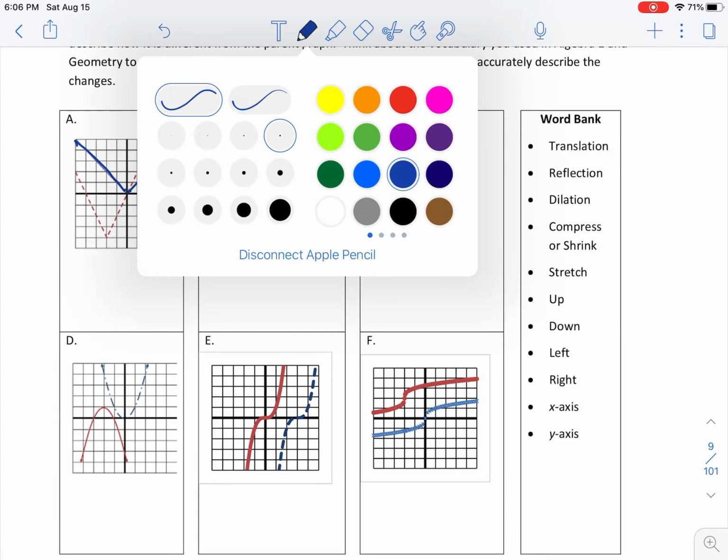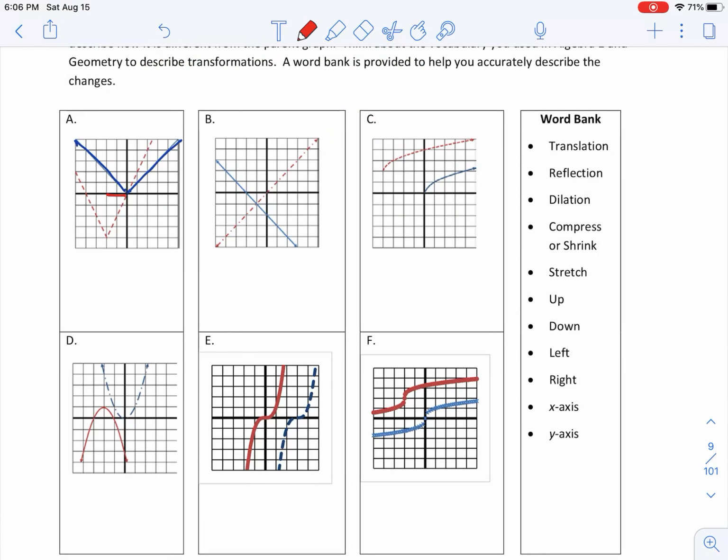And my absolute value graph has moved to the left and down, and it's actually become skinnier. So we're going to put left 2, down 3, and for right now we're just going to use the word skinny to describe this.